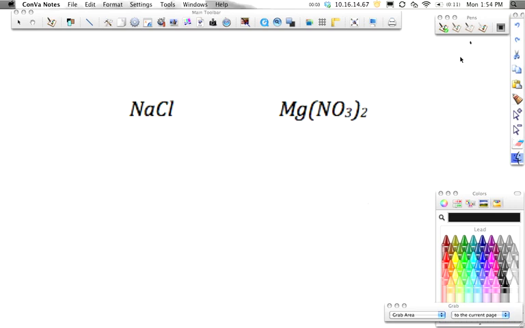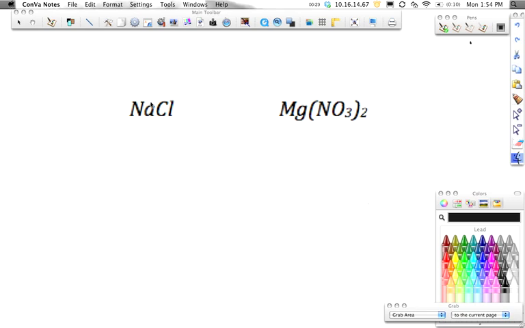Okay guys, let's start talking about how to write names. Now the first thing we have to do is, you have two formulas in front of us, and we want to write the names for these formulas. So the first thing that we have to do is figure out what type of compounds they are. Are they ionic compounds, or are they going to be covalent, or are they going to be acids?